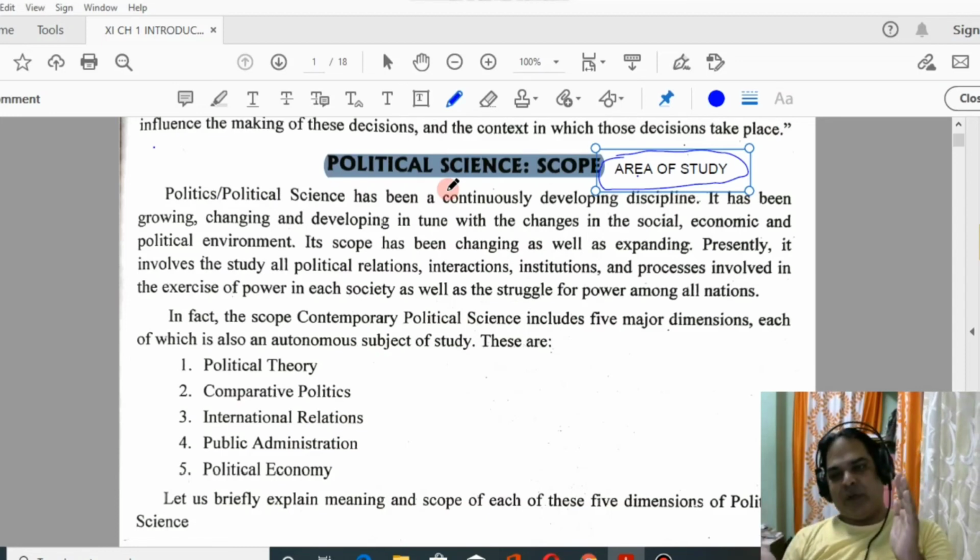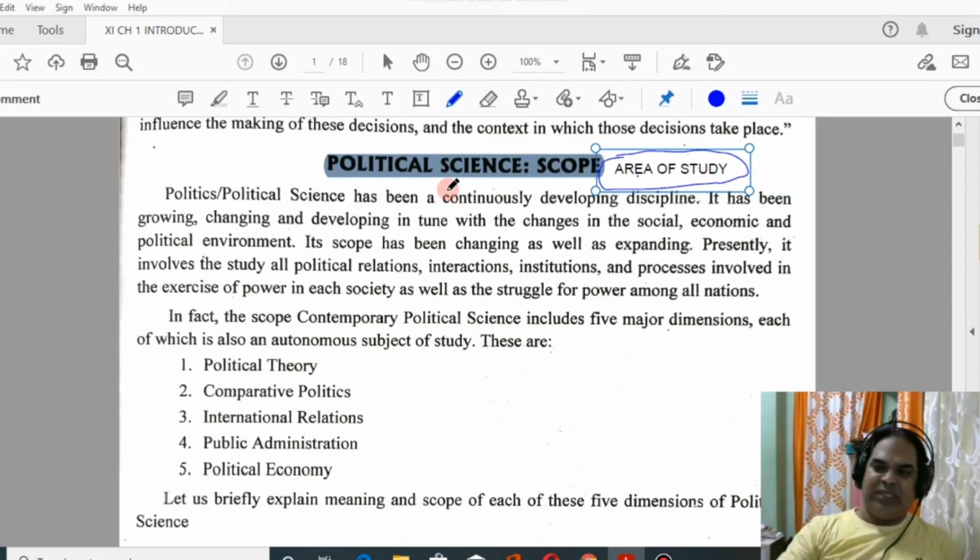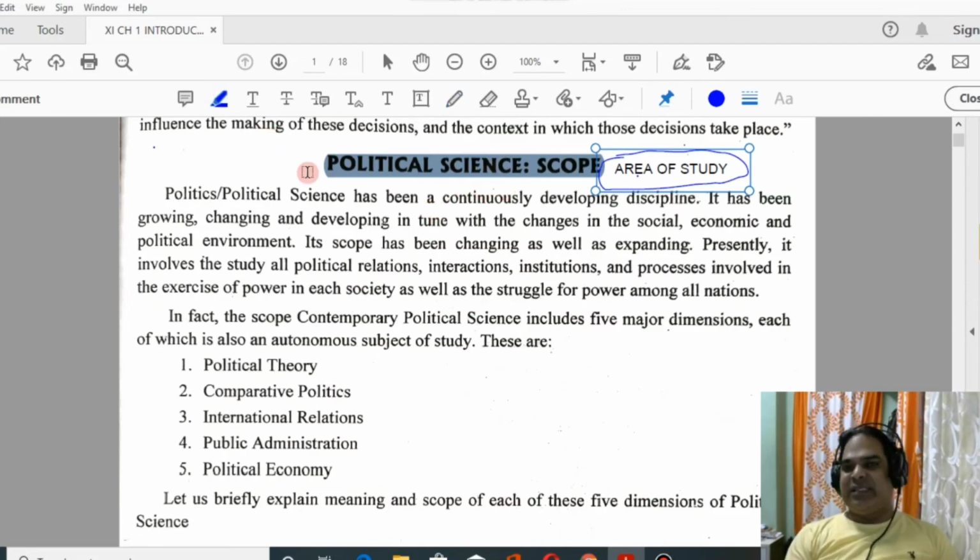So when we study political science related to state and government, are political studies over? No, my dear. Political science is not a subject, as I have told earlier. It is a discipline. So the various dimensions of political science we have to study. There are lots and lots of things which come under the study of political science. Life will be over, my dear, but the study of political science may not be over.